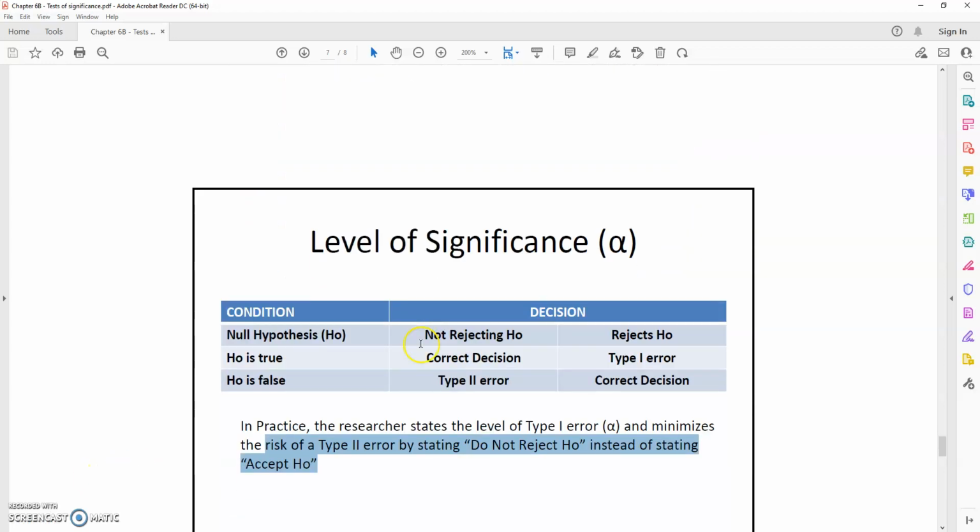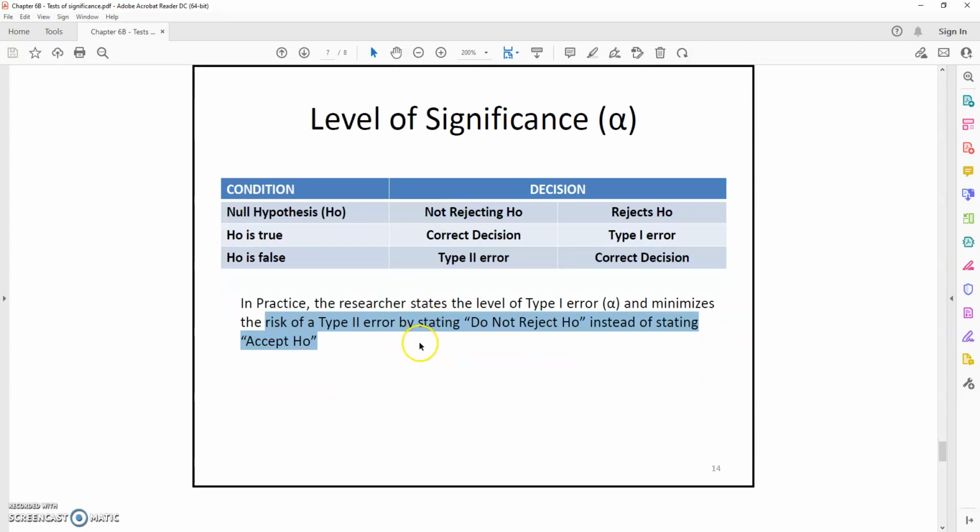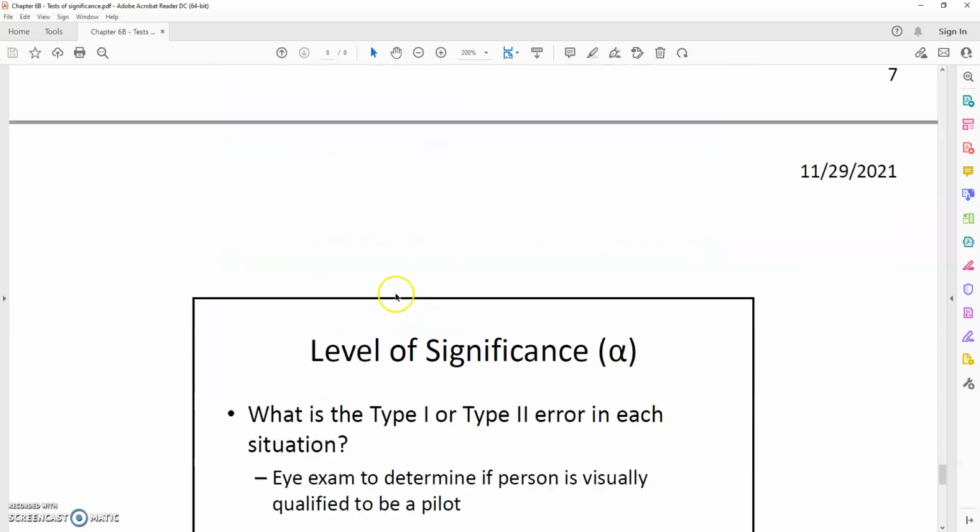On this chart, basically it goes through the various conditions. The condition is that the null hypothesis is true or it's false. So we make a correct decision when we do not reject the null hypothesis when it's true, and when we reject the null hypothesis, of course, when it's false. Type 1 error, rejecting it when it's actually true. Type 2 error is not rejecting it when it was actually bad. We'll come back to these two slides after we work on a little example.